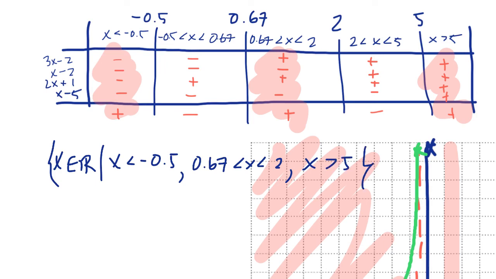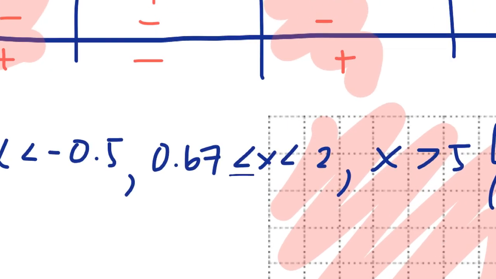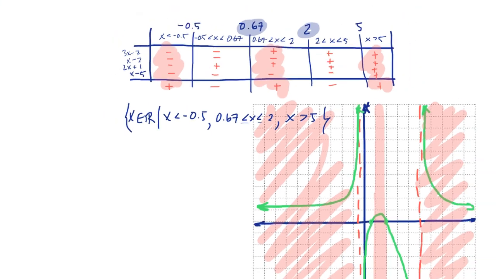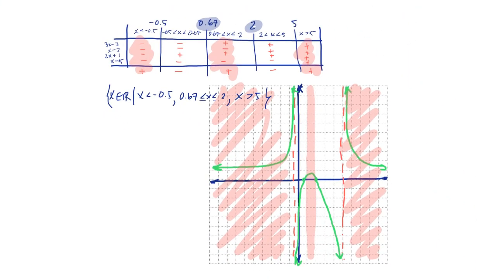So before we finish, do we put equal signs in with any of those? Well, think about which ones are asymptotes and which ones are just zeros, right? Our zeros, if you go back to the question, actually ended up being 0.67 and 2. These are actually zeros. The function is undefined at negative 0.5 and 5. So when we're thinking about where to put in those equal signs, it's going to be with the 0.67 and the 2, right? So it's going to be there and there. So there we go. That is our final solution to this problem.